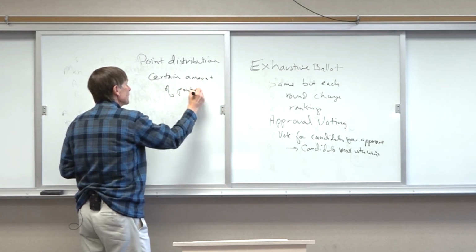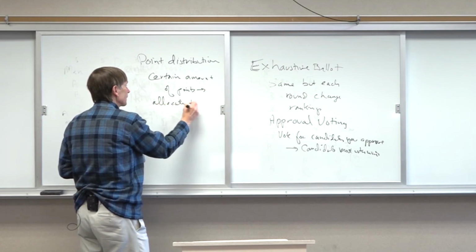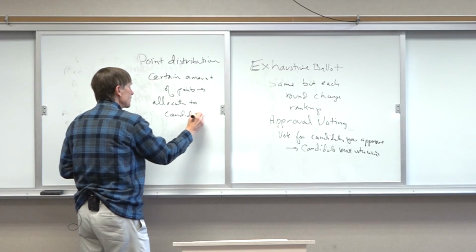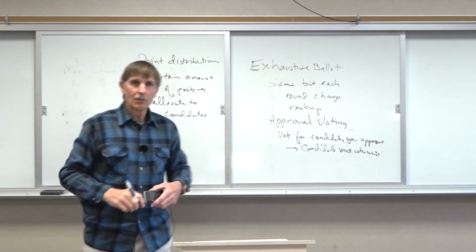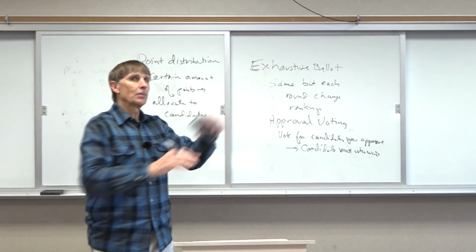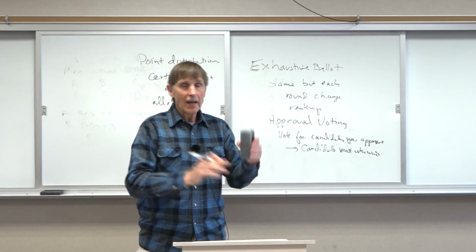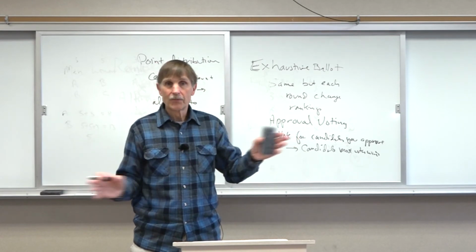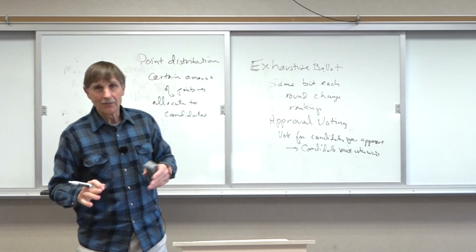Get a certain amount of points, and you can allocate them to your candidates. You could give all your points to your favorite candidate. Let's say you got 15 points to allocate and there were 3 candidates. You could allocate all your points to your top candidate. You could do 8 to one and 7 to the second one and none to the third. You could do 4, 4, 4, or what did I give you, 15? 4, 4, 3.